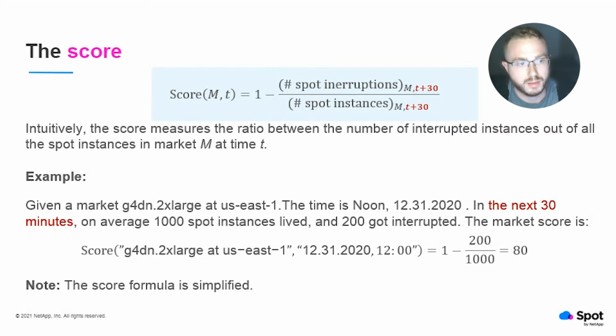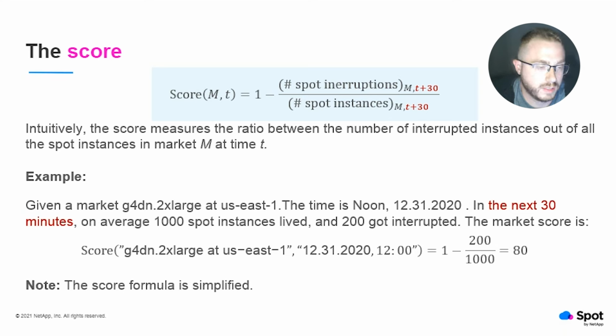From this data, we are calculating a score that, intuitively, tries to measure the ratio between the number of interrupted Spot instances and all existing Spot instances in the market. You can see two parameters here: M is the market and T is the time. One thing to notice is that the score for a market at a specific time is based on statistics for the next 30 minutes, T plus 30.